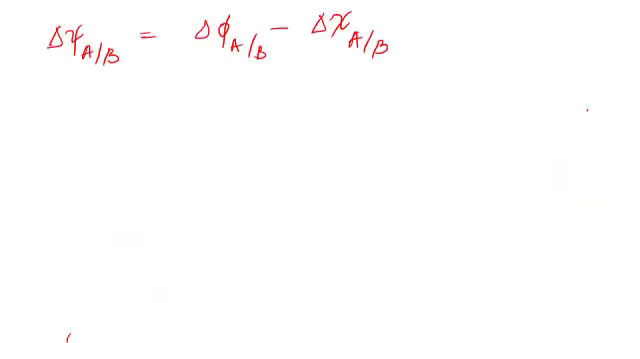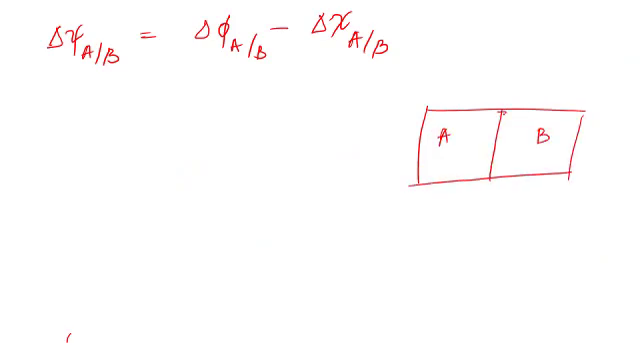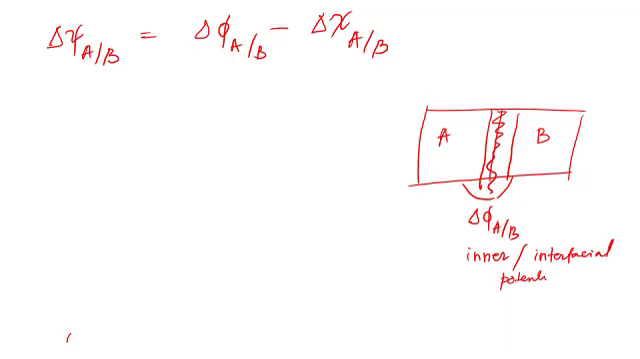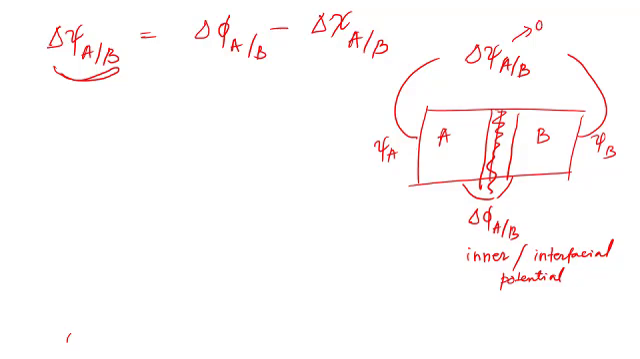If I redraw the diagram, here I have metal A and metal B, and this inside potential difference is delta phi A by B. This is the inner or interfacial potential difference. It depends upon how charges and dipoles redistribute at the interface. Whereas this is psi A and this is psi B outside, and the difference between them is delta psi AB. This is the outer potential difference.